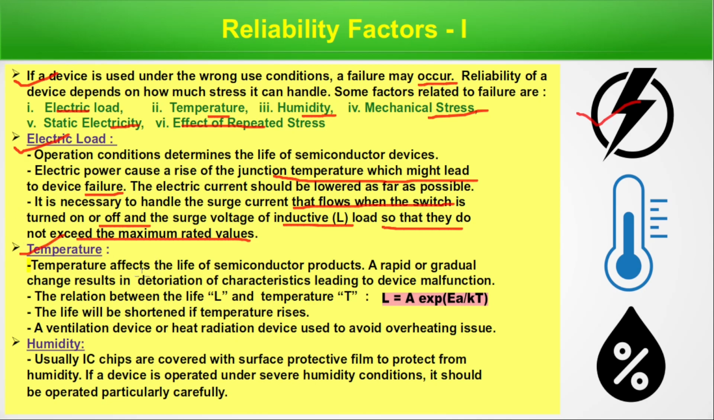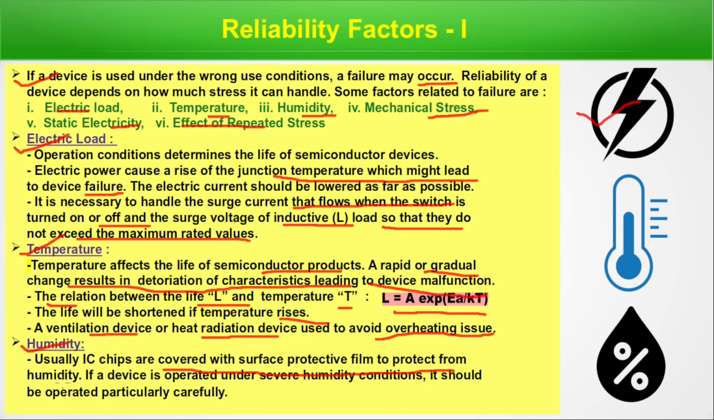Temperature. Temperature affects the life of semiconductor products. A rapid or gradual change results in deterioration of characteristics leading to device malfunction. So temperature can affect the device performance and its lifetime. The relation between life L and temperature T is this one. It's an exponential relationship. This is life and this is temperature, absolute temperature. The life will be shortened if temperature rises. A ventilation device or heat radiation device is used to avoid overheating issues.